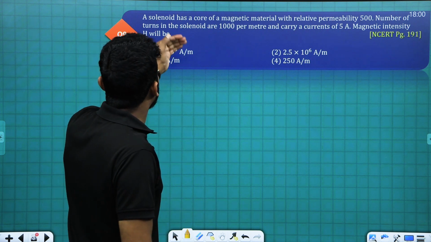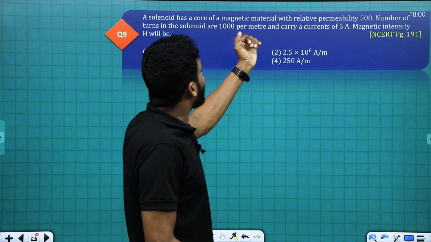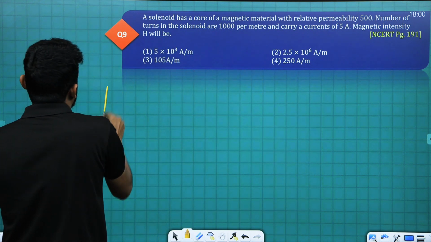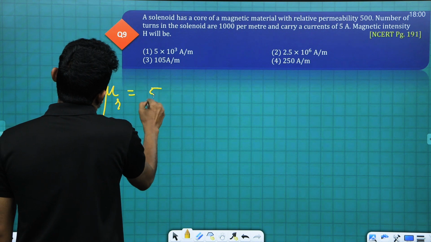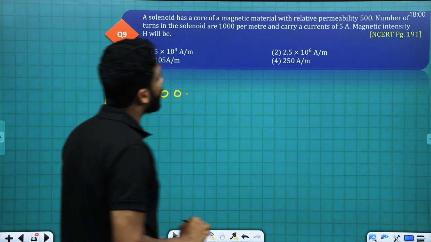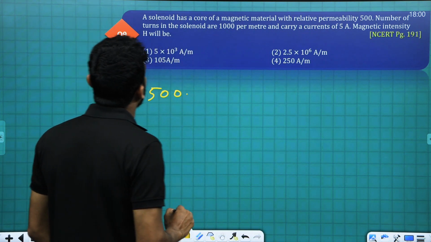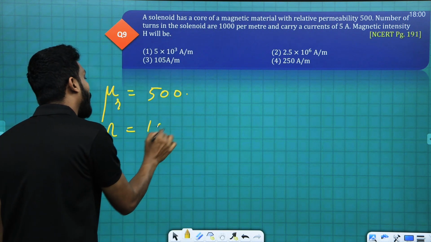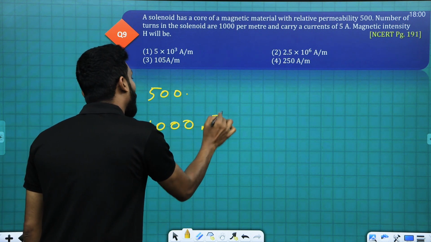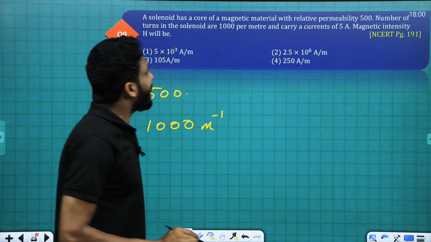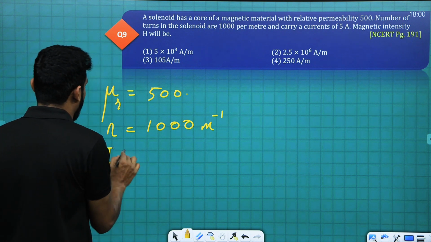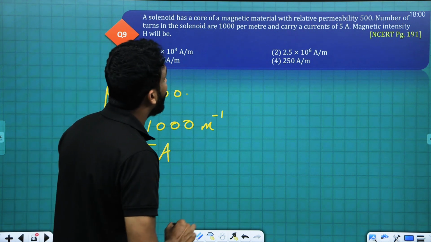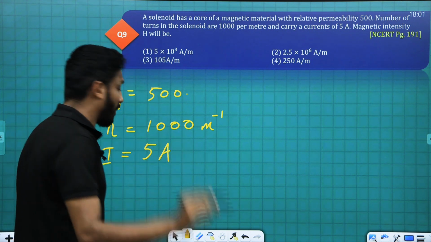A solenoid has a core of a magnetic material with relative permeability 500. Relative permeability, that is mu r, is given here as 500. Number of turns in the solenoid is 1000 per meter. And it carries a current of 5 ampere. Magnetic intensity H will be?